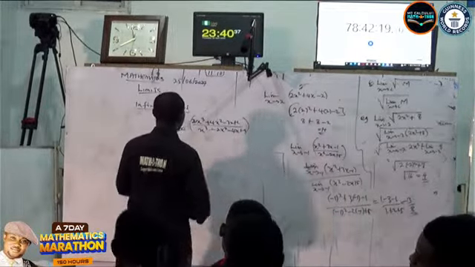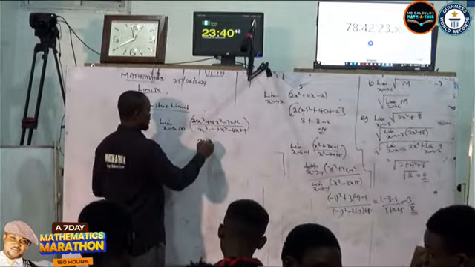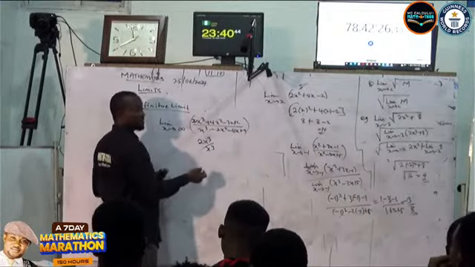So, infinity limit: divide everything by the highest power of x, okay? So, 2x cubed over x cubed, that's the highest power, okay?